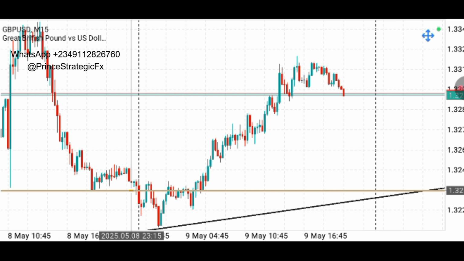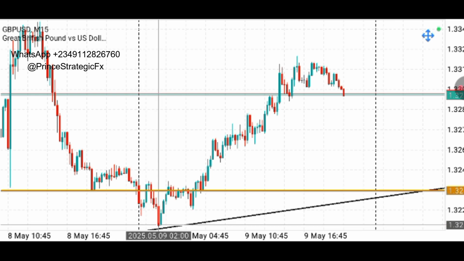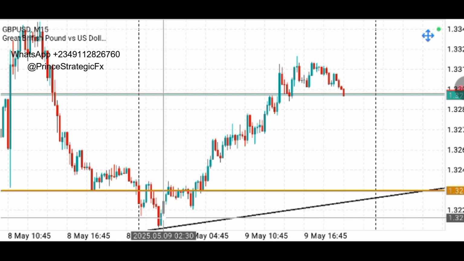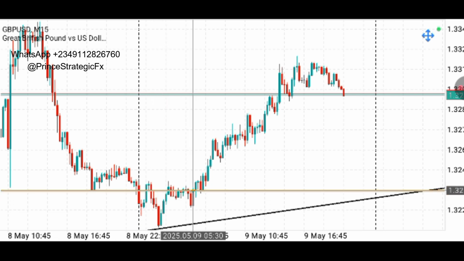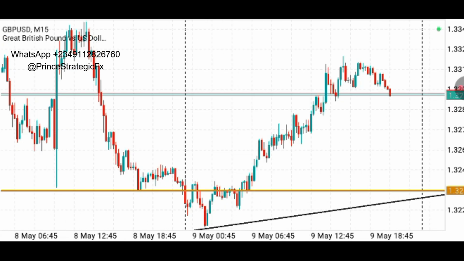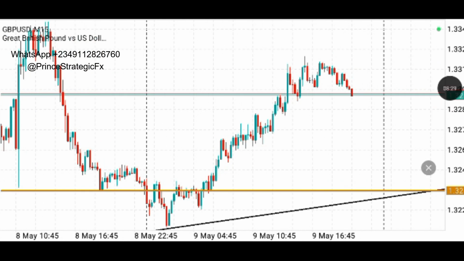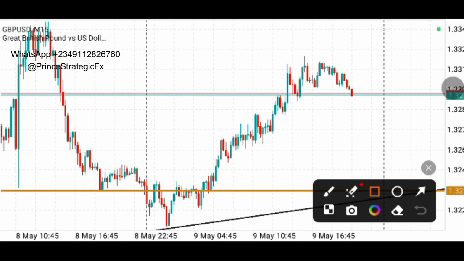Now as soon as price gets to this level, I've said it before, as soon as price gets to this level and you discover that price couldn't break this particular zone here, can you see? The moment you discover that it couldn't break this zone, you can start buying. You can take a buy trade automatically, just from there.